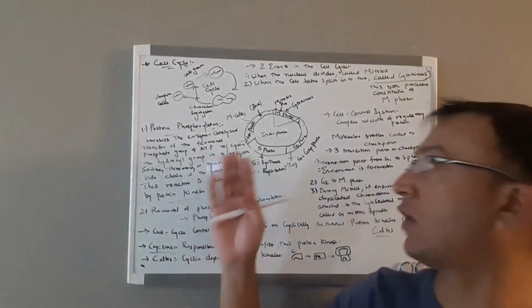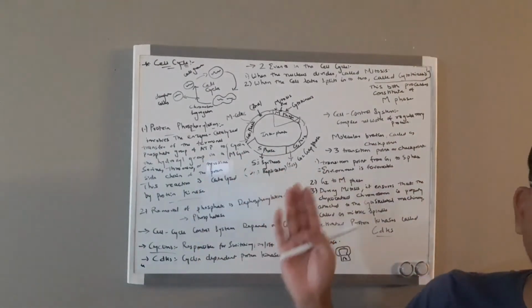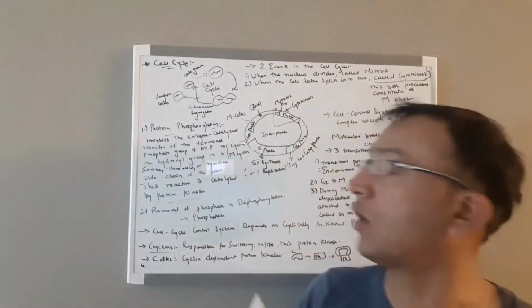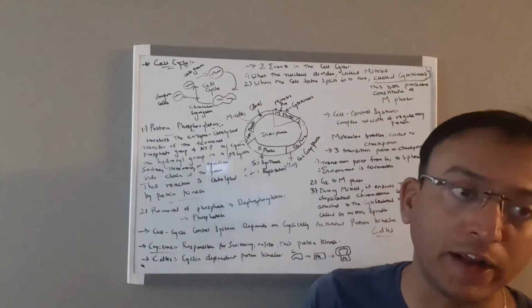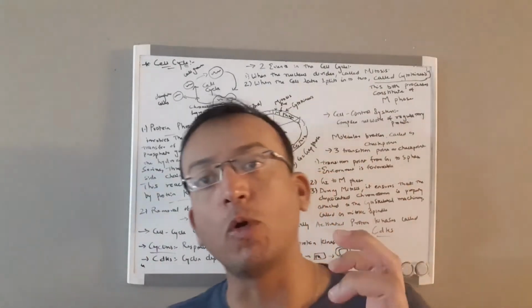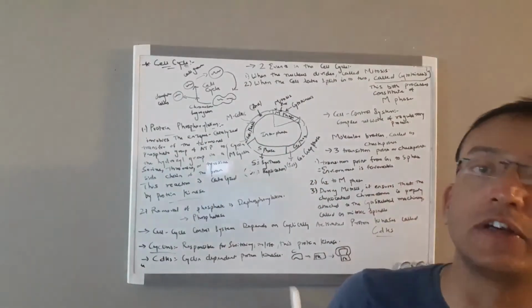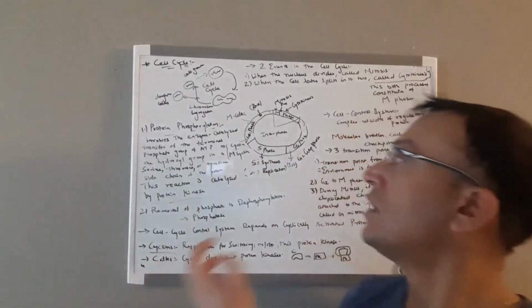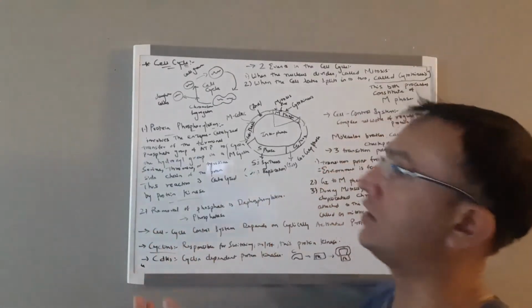For example, G1 CDKs phosphorylate regulatory proteins that activate transcription of genes required for DNA replication. By activating different sets of target proteins, each complex triggers a different transition step in the cell cycle. So these are the functions of these cyclin CDKs.